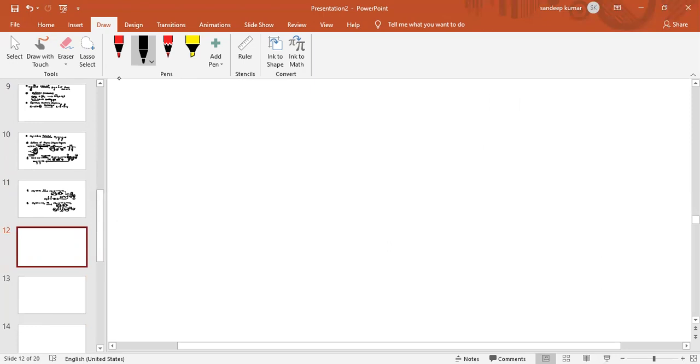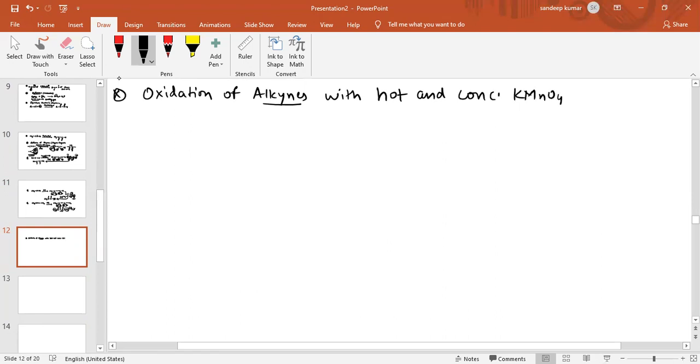So the next reaction is also oxidation of alkynes. We are going to discuss the oxidation of alkynes with hot and concentrated KMnO4. See what happens if an alkyne is given like this, R-C triple bond C-R'.